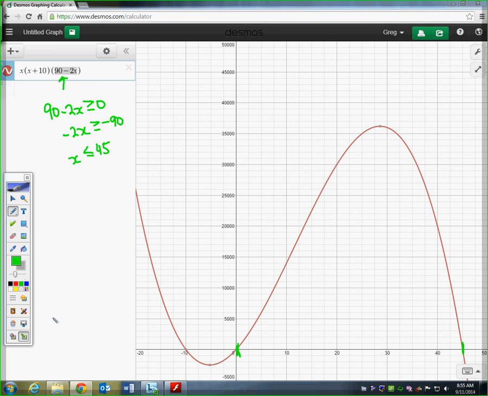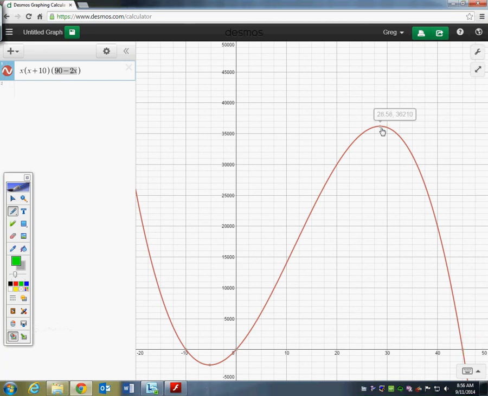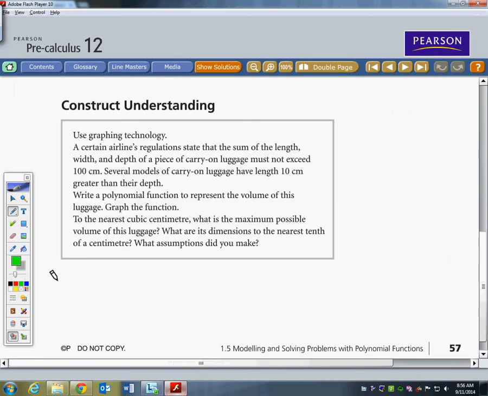The maximum value here, now here's a nice thing about this. If I just click on this, it gives me our value, and it naturally selects either the local maximum or minimum or the intercept. So it tells me where the intercepts are. This was right at 45. So the x value is going to be 28.58. So when the depth is 28.58, the maximum volume is 36,210 centimeters cubed. Okay, let's switch over to our piece over here, and do they show us a solution for this?